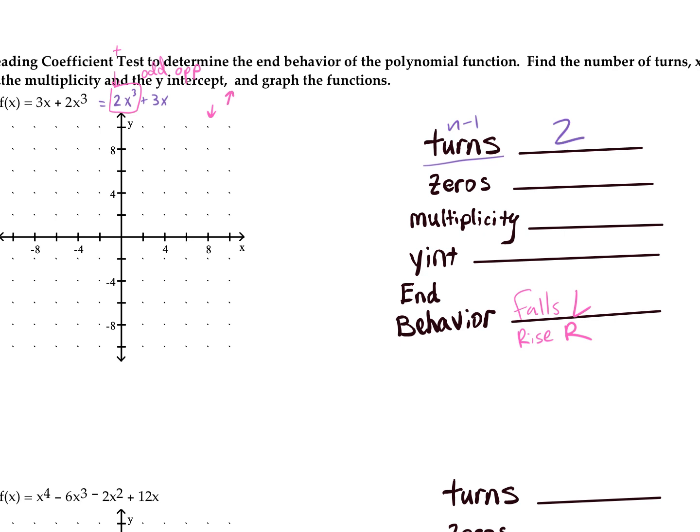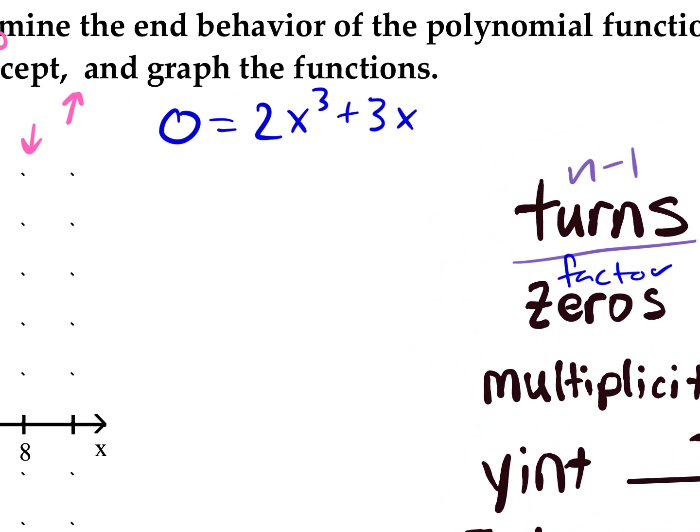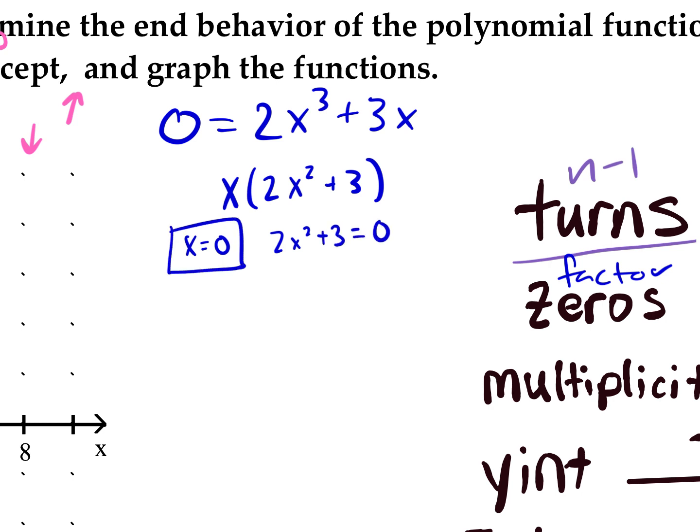Now to find our zeros, we have to factor it. So that's when y is equal to 0. I have 2x cubed plus 3x. To factor this, I'm going to take out my greatest common factor, which is x. Then I'm left with 2x squared plus 3. So I could set both of these equal to 0. X equals 0. 2x squared plus 3 equals 0. So this is already solved. That's one of our zeros.